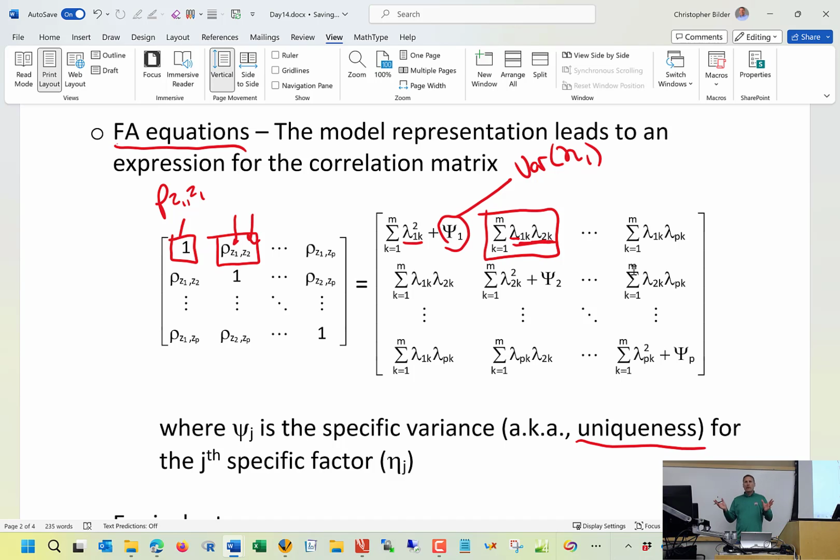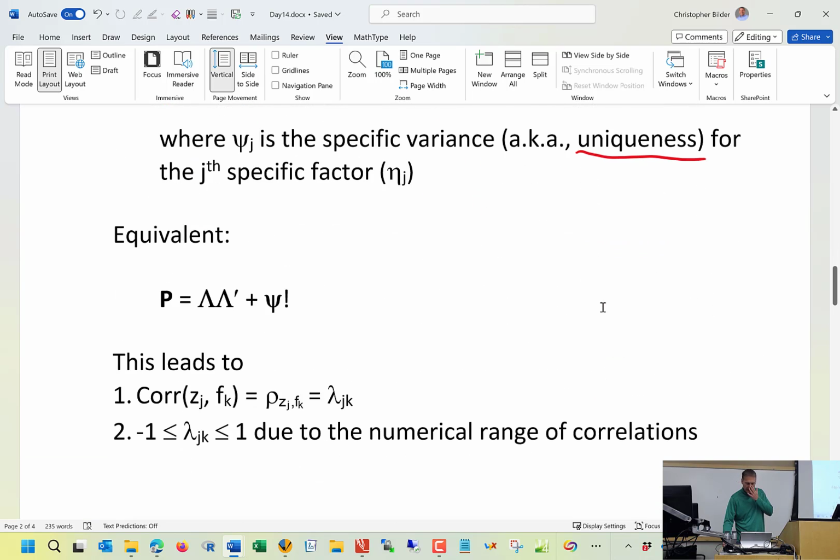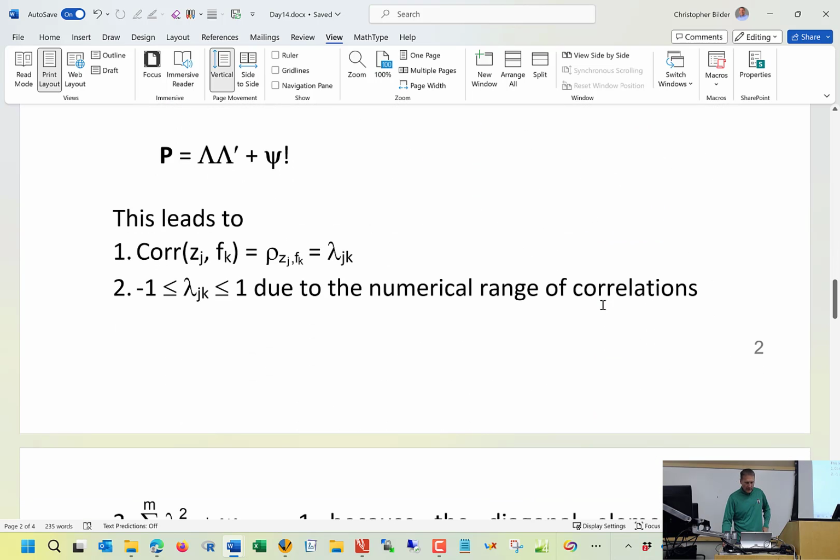And so because of our assumed model structure, we have this representation for our correlation matrix in terms of the lambdas and the psis. We'll be using this very, very shortly here. Now, something else, we looked a little bit at a derivation of, well, what's the correlation between Zj and Fk? In other words, original variable and one of these common factors. What's that correlation? It ends up being lambda jk.